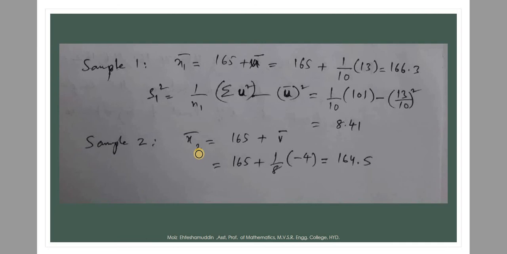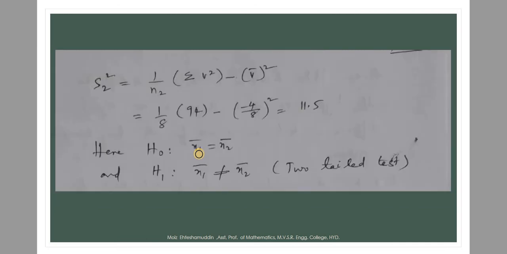So we are ready with x1 bar and s1, and similarly for the second sample, x2 bar and s2 are ready. And then we assume the null hypothesis that x1 bar and x2 bar are equal, meaning there is no difference between the sample means. Any difference has come only as a random case, it is not significant.